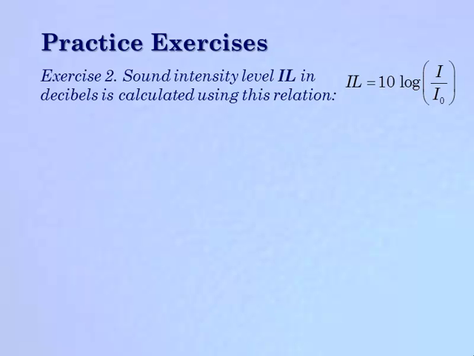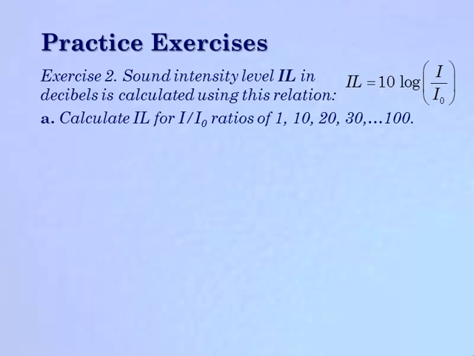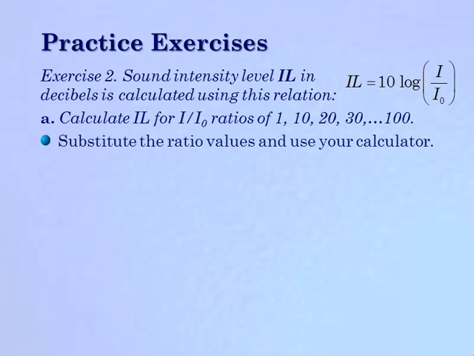Now let's look at the sound intensity level, IL, in decibels using this relationship. So you may have heard of so many decibels of sound intensity, and this equation provides us with that value: IL equals 10 times the log of the intensity measurement divided by the threshold value, I sub 0, as we saw in the text. So let's calculate the IL values for ratios of 1, 10, 20, 30, 40 to 100. So substitute the ratio values and use your calculator. So 10 times the log of 1 is equal to 0. That's because the log of 1 is 0, so 10 times 0 is 0.